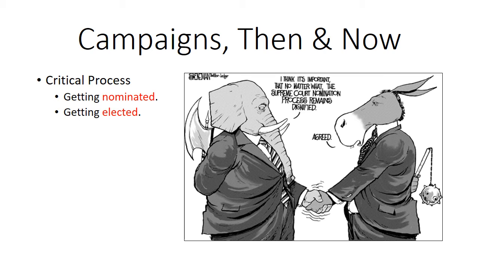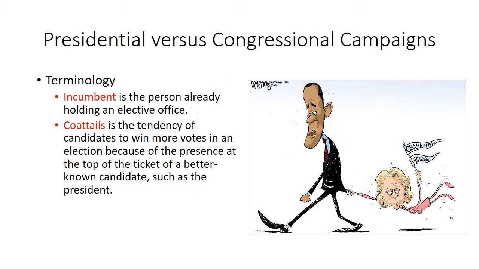Now, when we look at the critical process, mainly what has to happen is first you have to get nominated. Once you're nominated, then we go to the election process. So, again, these are two of our steps in what's called the critical process.